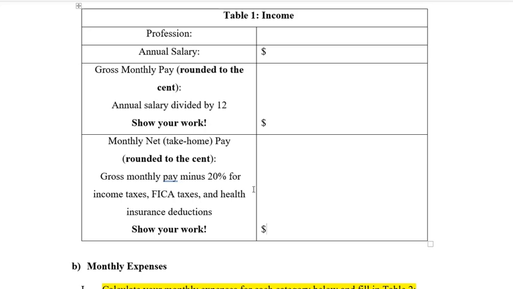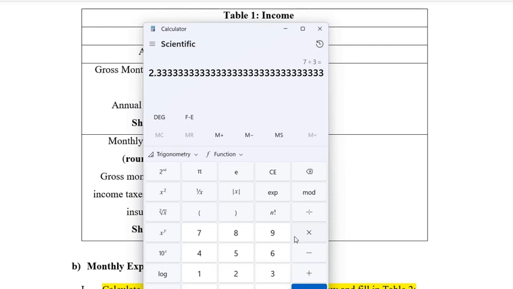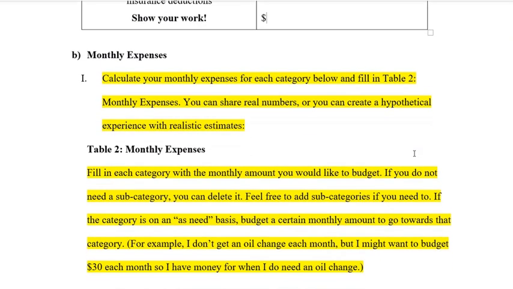Your monthly net pay, we're just going to use 20% for taxes, so you just take this amount and reduce it by 20%. So if you made $2,500 per month, to reduce it by 20% quickly, just multiply it by 0.8, because you get 80% of your salary that way.